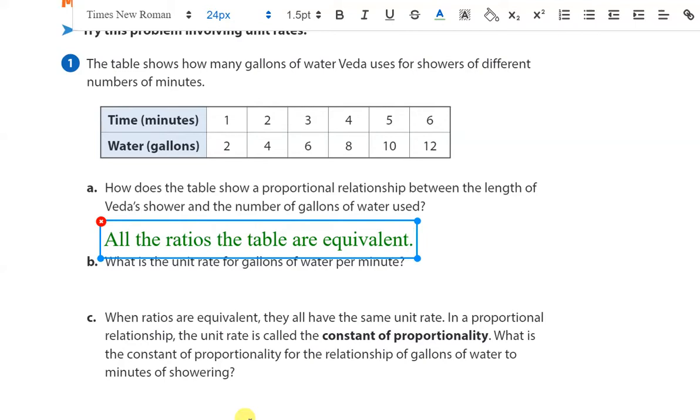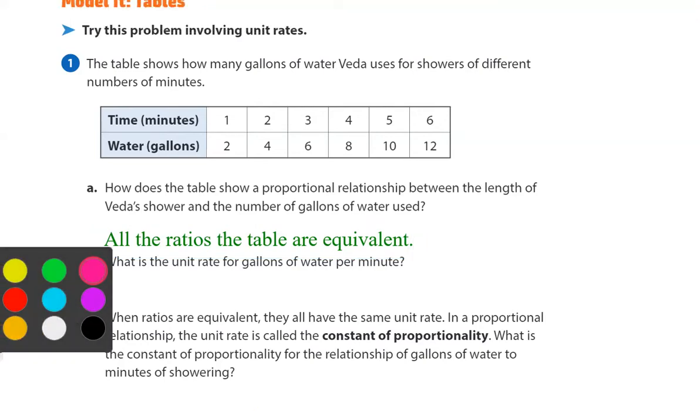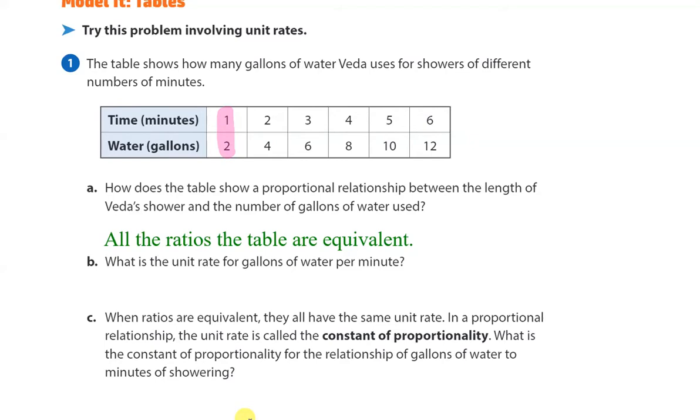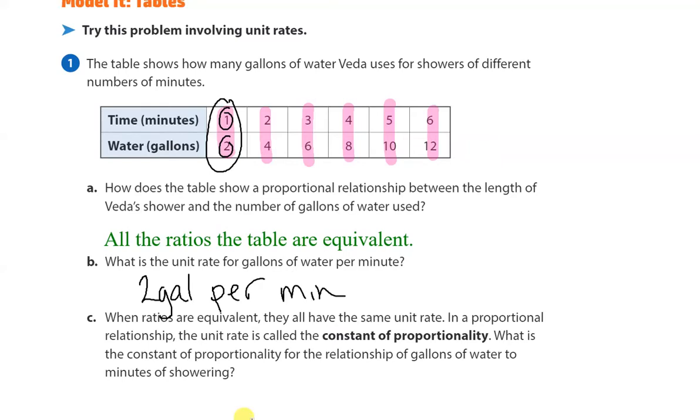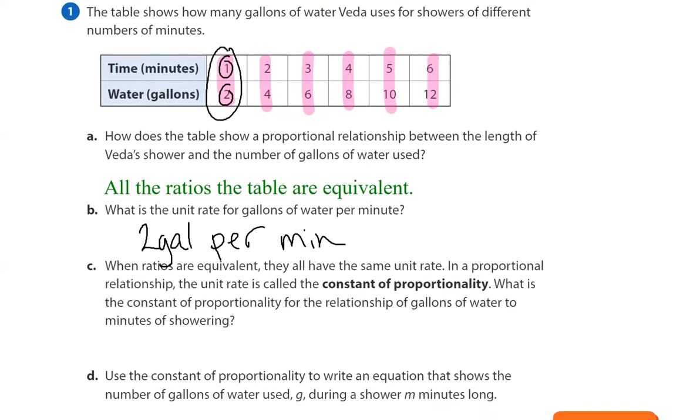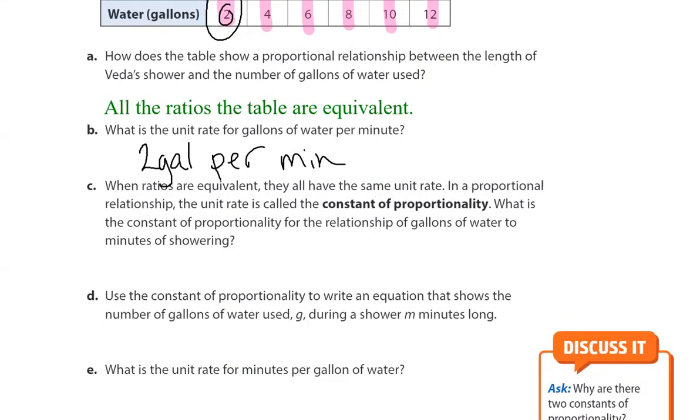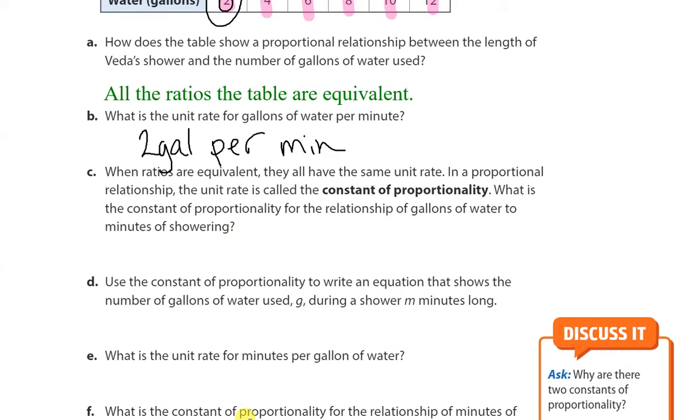You may have noticed that the unit rate here is basically 1/2. This is a half, that's a half, that's a half, that's a half, and that's a half. They're all 1/2. What is the unit rate for gallons of water per minute? Well, that's right here. 2 gallons per minute. There we go. Remember, if I'm going too fast, just pause and think and write, and then unpause when you're ready. That's the glory of pre-recorded lessons.